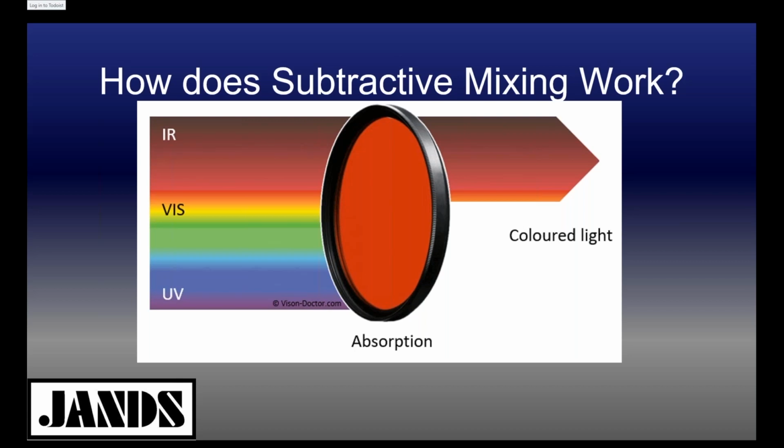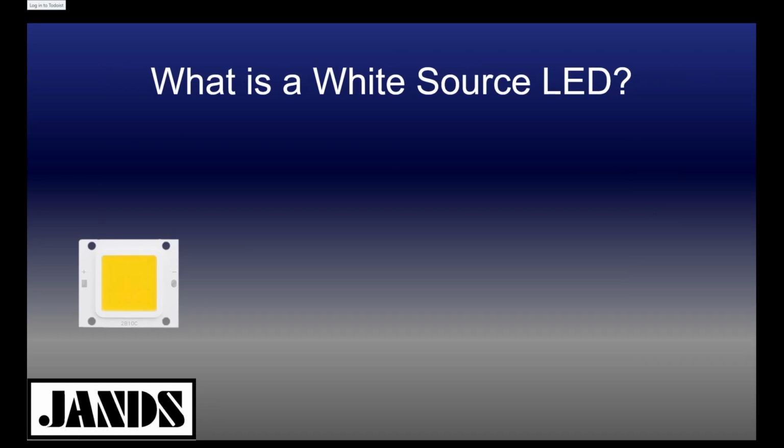So essentially, when we talk about subtractive mixing in LEDs, we talk about a white sourced LED. So we need to have a white source which has the spectrum in it in order to subtract the spectrum from it, if you get where I'm going. So a white source LED is essentially, this is what a white source chip looks like.